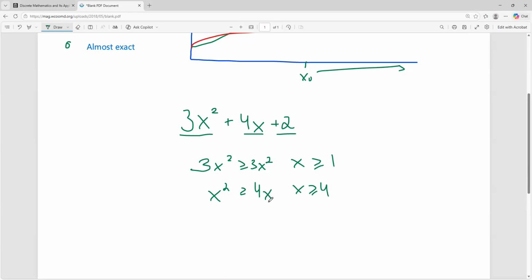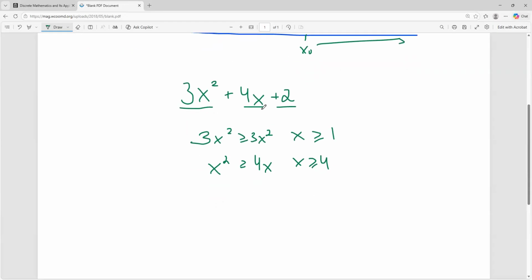Because once I hit 4, 4 times 4 is 16, and 4 squared is 16. So once I hit 5, 4 times 5 is 20, 5 squared is 25. We're good. And now I'm going to say 2 is less than or equal to x squared, for all x greater than or equal to 3. Or actually, I can say 2 even, because 2 squared is 4, and 4 is greater than or equal to 2.